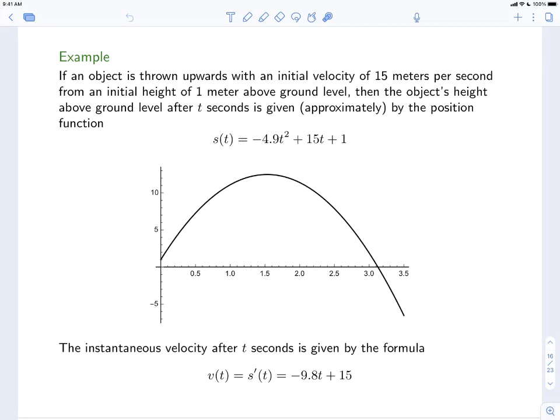The instantaneous velocity after t seconds is given by the derivative of s. So the velocity v at t is equal to s prime of t, which is equal to minus 9.8 t plus 15. And you can see that if t is equal to 0, then you just end up with 15, which is the initial velocity.